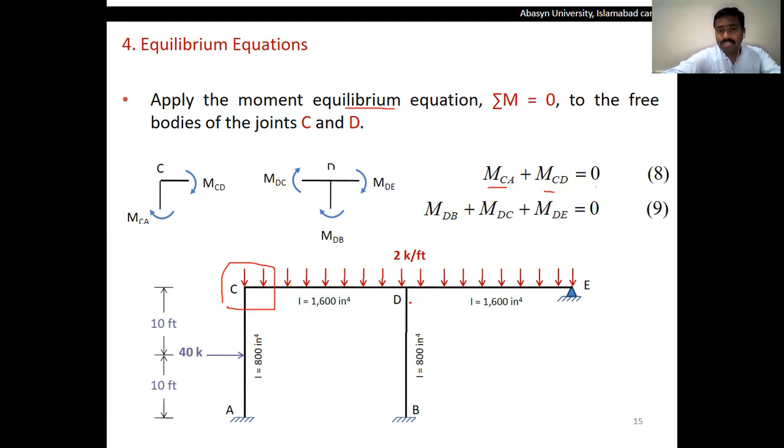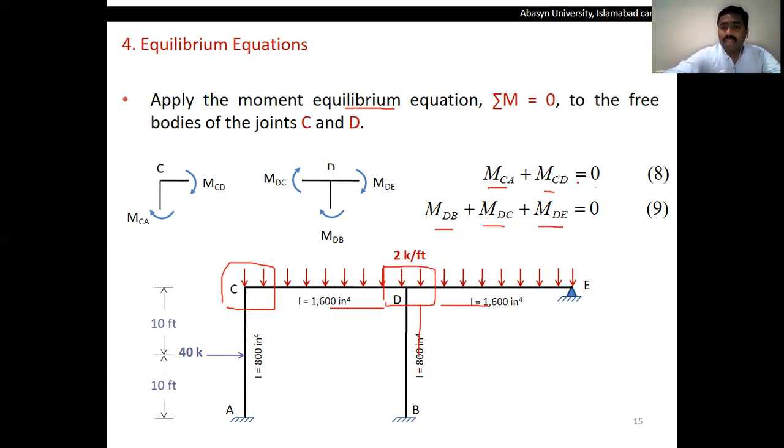And similarly, once we look at the point D, we will have three members connected to it. One is member D to B, another is member D to C, and the third is member D to E. So we will write MDB plus MDC plus MDE equal to 0, because we are writing the equation at the point D. All the members that originate from the point D will come up while formulating the equilibrium equation of the frame. So we will have three moments because three members are connected at point D, and only two moments at point C.